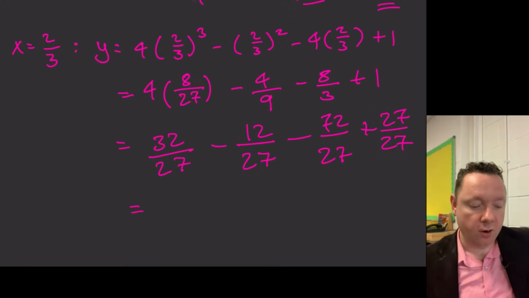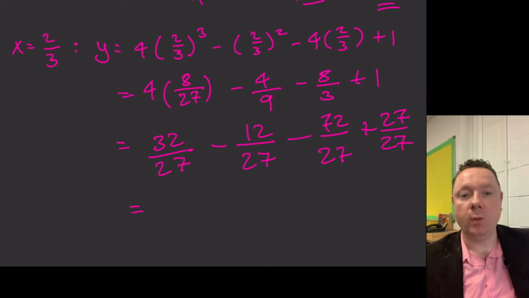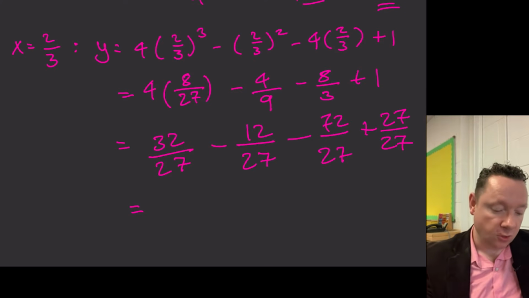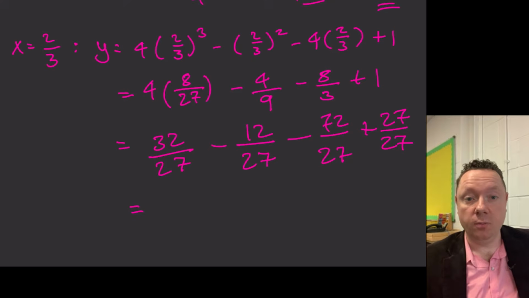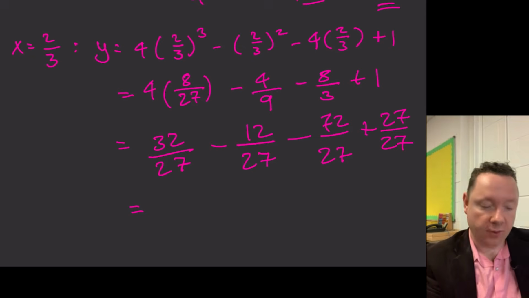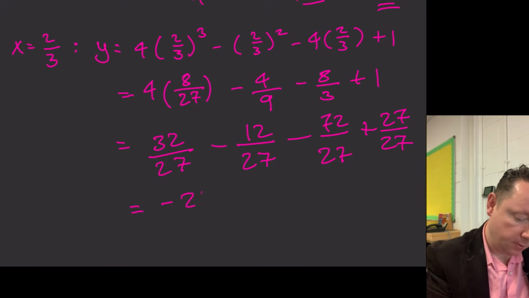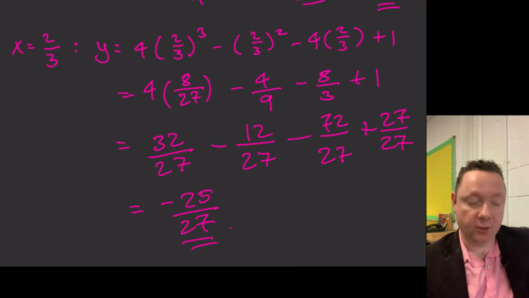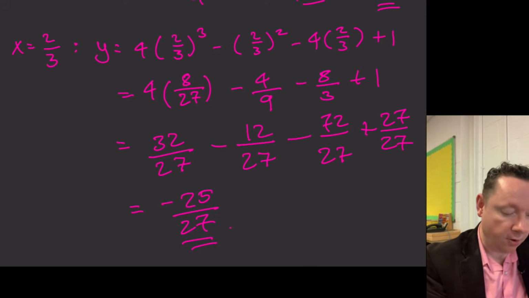32 minus 12 is 20. 20 minus 72 is minus 52. Minus 52 plus 27, well, that's minus 25 over 27. Again, you could maybe use a calculator or just take your time on these, but clearly that is neither a max nor a min.